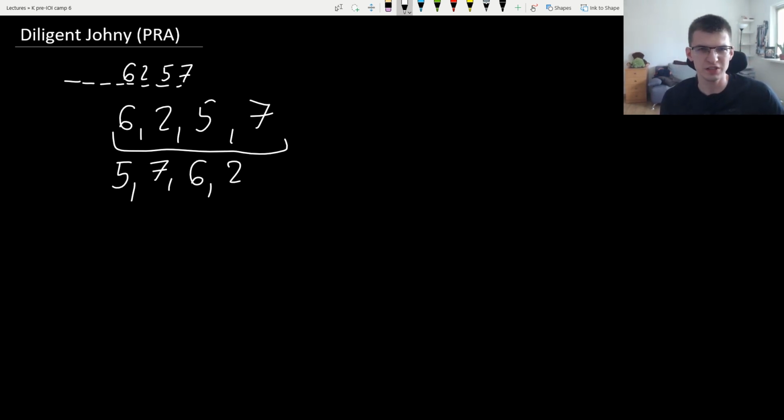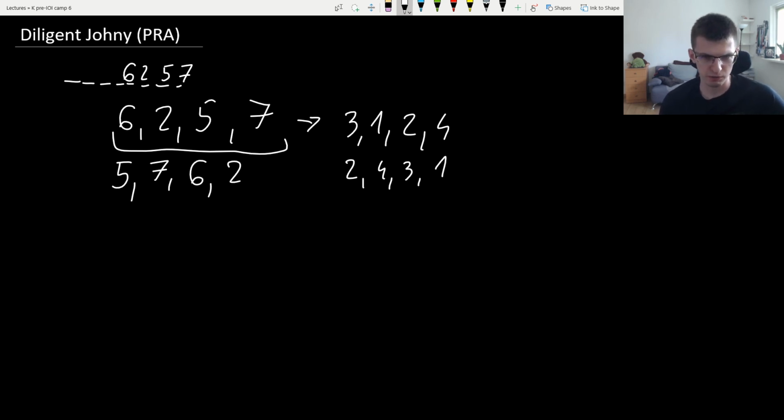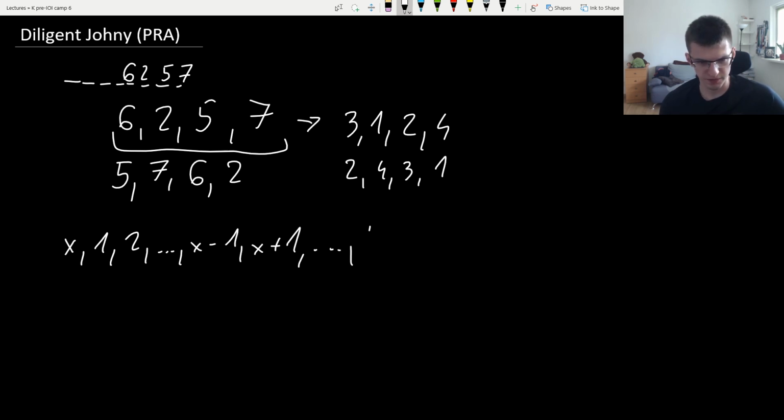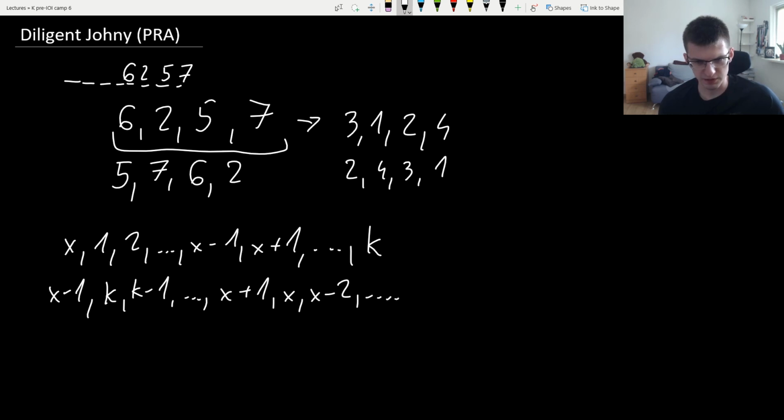The exact values don't matter, it's only their relative values. So we can use coordinate compression to say that this is the same permutation as 3, 1, 2, 4. I saved the order of things by compressing it to 1 to k, and from that we move to 2, 4, 3, 1. Generally, we will have here some value x, then an increasing sequence 1, 2, and so on, x minus 1, then x plus 1, x plus 2, x plus 3, up to k. And from this we want to get x minus 1, k, k minus 1, and so on, decreasingly, x plus 1, x minus 1 is skipped because it's here, x minus 2, x minus 3, and so on, up to 1.